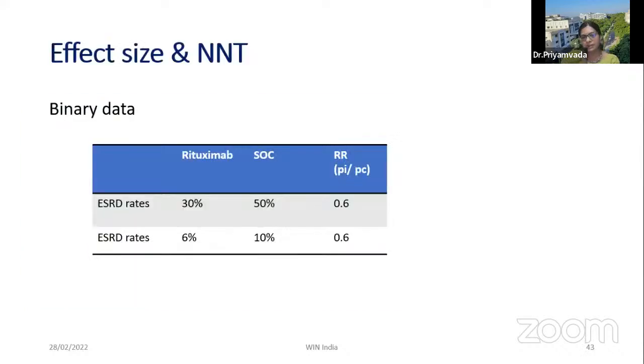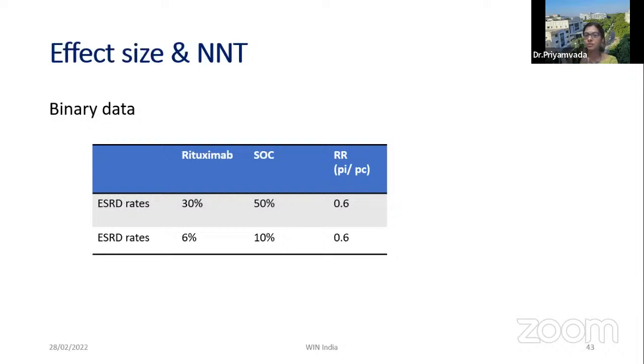Now the problem is risk ratio. Most of the time, many of the studies end with the risk ratios. The risk ratio is basically the effect size of the drug divided by the effect size of the standard of care. Let us say here we are dealing with the ESRD rates. Now rituximab, in scenario 1, the ESRD rate with rituximab is 30%, whereas standard of care is 50%. Scenario 2, the ESRD rate with rituximab is 6%, whereas standard of care is 10%. Now the ratio is 30 by 50, it's 0.6, 6 by 10, it's again 0.6.